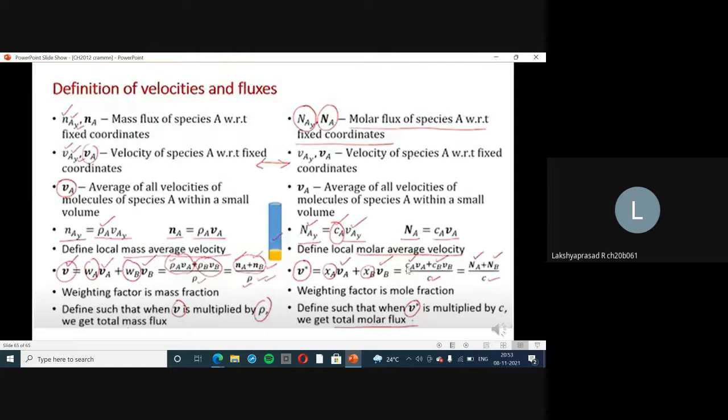And now this can be written as CA vA plus CB vB by C. And we know CA vA is equal to NA, therefore NA plus NB, which is the total molar flux of both species, divided by the total molar concentration of the mixture, is this molar average velocity. So we have defined it such that when we multiply this v star by C, which is the total molar concentration, we get the total molar flux.